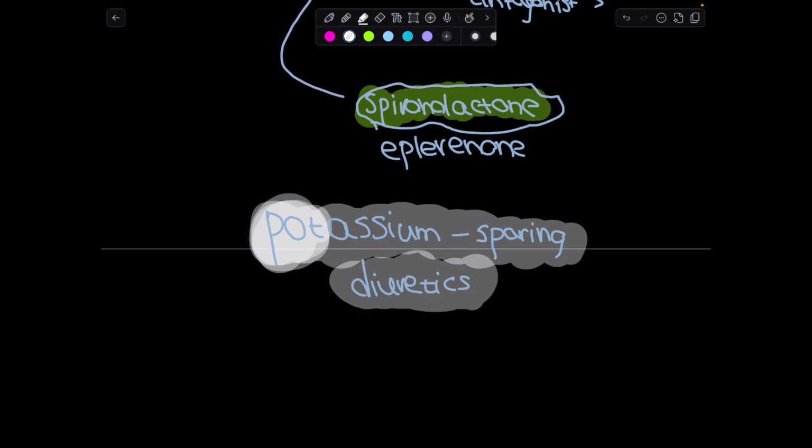That's right. So, okay, well, this makes sense. Glad it's clicking. Ready? What are some unwanted effects then of spironolactone?